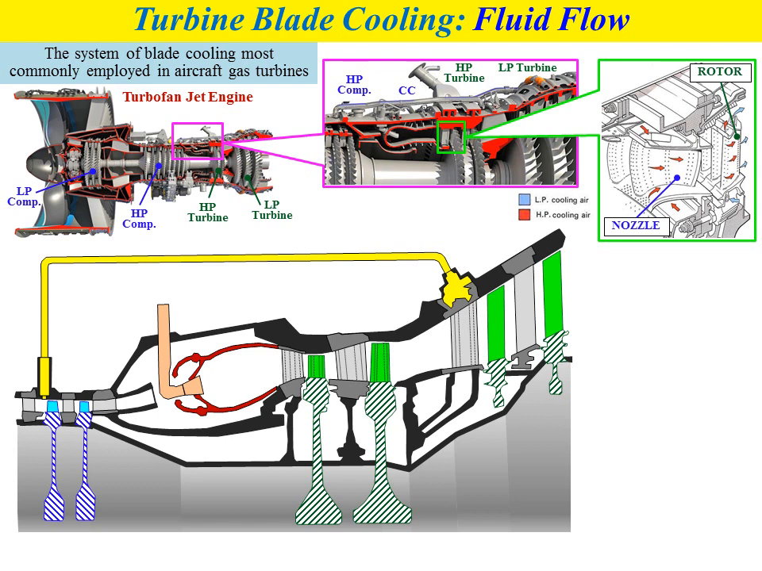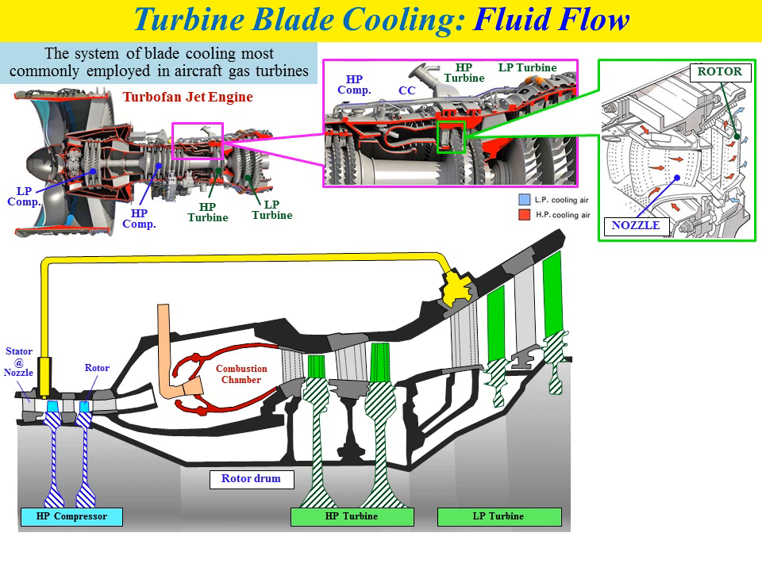So in order to observe the cooling air flow inside the gas turbine engine, we need to refer to this schematic diagram. This schematic diagram represents the cross-section drawing of part of the jet engine. The figure consists of the rotor drum, high pressure compressor, high pressure turbine, and also low pressure turbine. For the compressor, the grey blades represent the stator or nozzle of the compressor. The blue blades represent the rotor of the compressor.